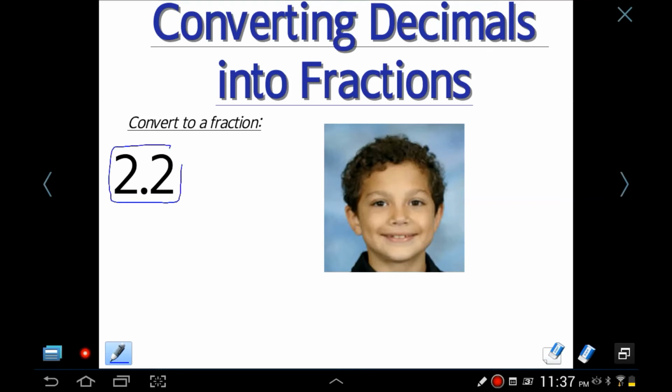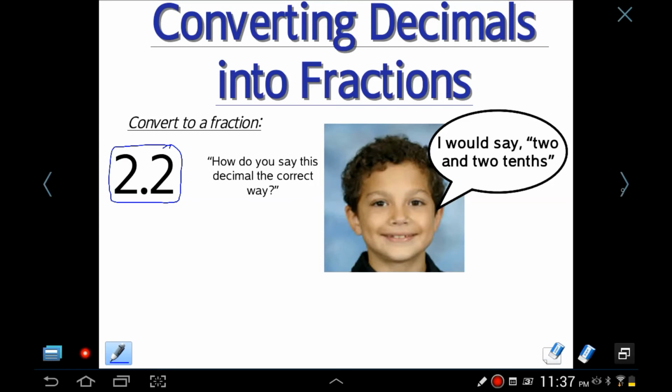Okay, on this next one here, we have the decimal 2.2, and I said that the wrong way, of course, but Jeremy is going to say it the right way. I'm sure of it. Jeremy's a good mathematician. Let's check it out. How do you say this decimal the correct way? And Jeremy says, I would say 2 2/10, and signifies the decimal.